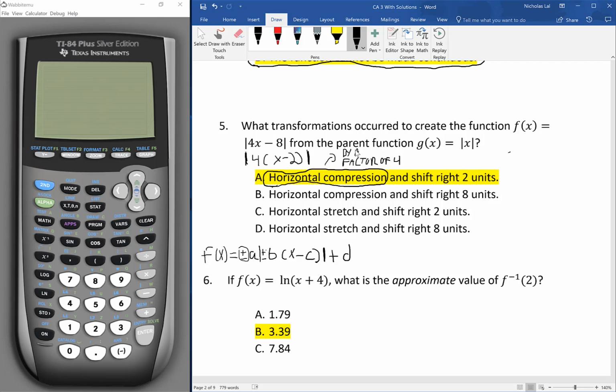And we're going to shift right to... all right, so that gives us choice A. All right, so that's number 5. Let's keep on going.